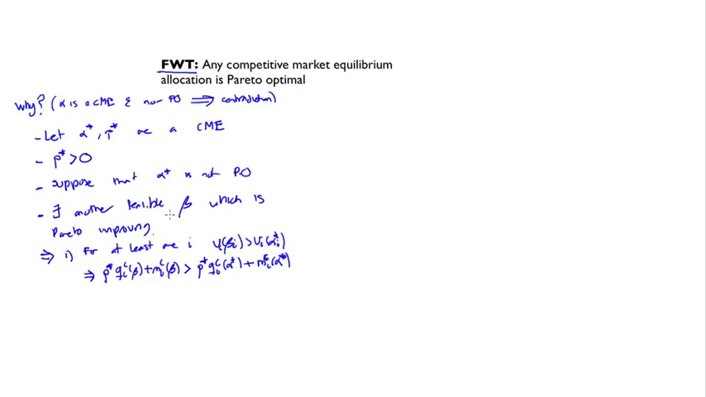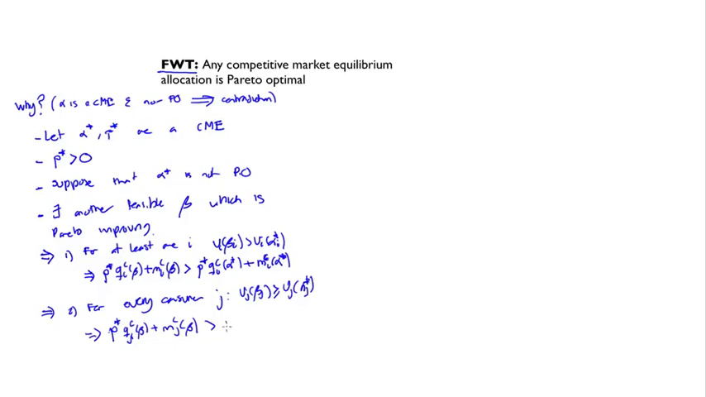Now, the fact that there is a beta that is Pareto improving also implies that for every consumer J, U of J of beta J is greater or equal than U of J of alpha J star. We know that a movement to a Pareto improving allocation cannot hurt anyone. Hear this. Now, but this implies, for a very similar logic, that P star of QCJ at beta plus MCJ at beta, that's how much it costs to buy the allocation at beta at prices P star, has to be greater or equal than P star QCJ of alpha star plus MCJ of alpha star.